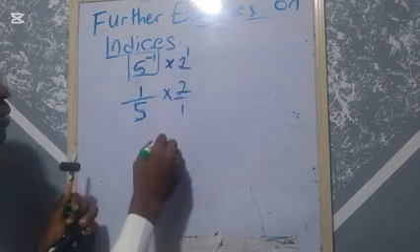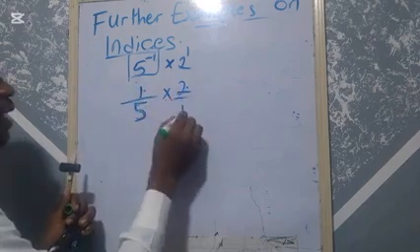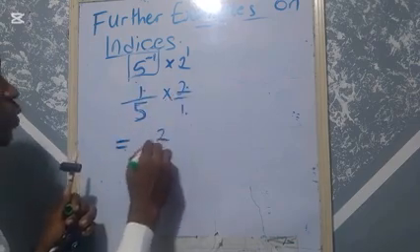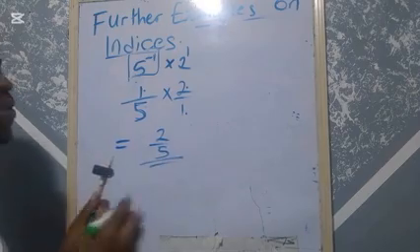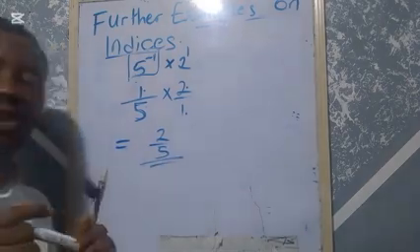This is over 1. Okay. Multiply up, multiply down. So you have this to be equal to 2 over what? 5. That is our final answer to that particular question.